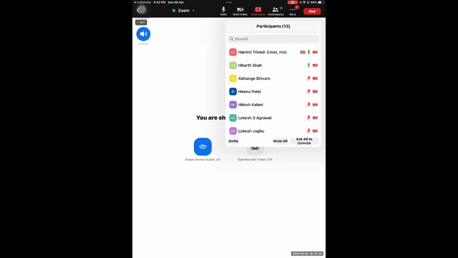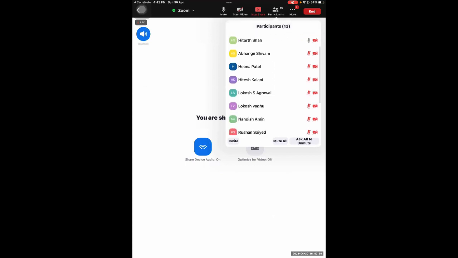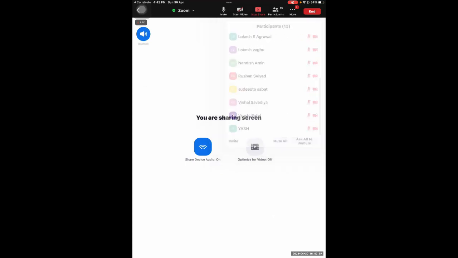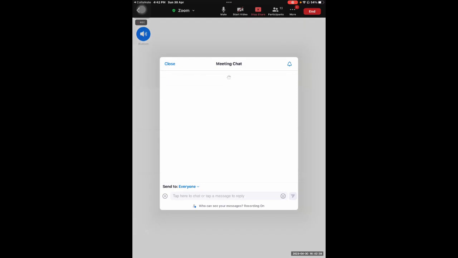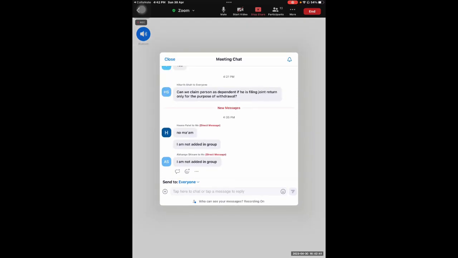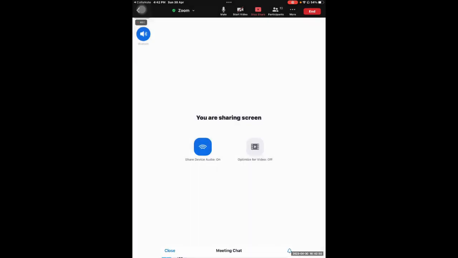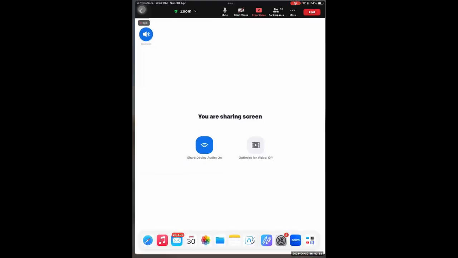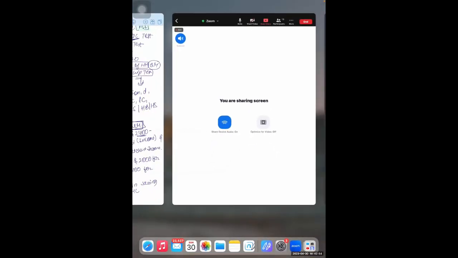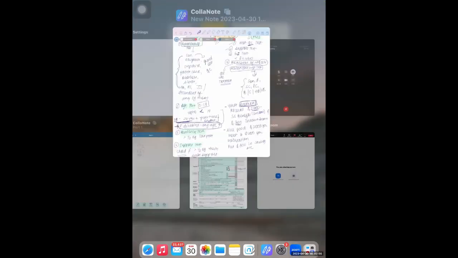Hitarth, you are not audible at all. Wait, I think you have sent something in chat. No. Okay, Shivam and Hina, you will be added in the group. Don't worry, I'll ask the admin to add you in the group. Hitarth, just type your question in the chat. Your audio, I think, is very distorted.